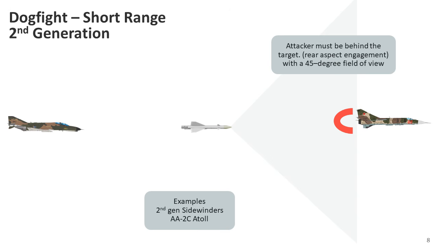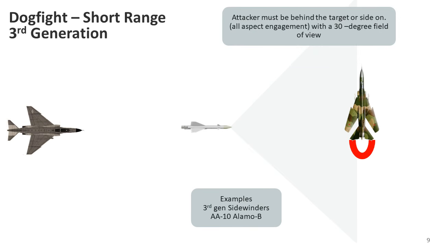Second-generation missiles utilize more effective seekers that improve the field of view to 45 degrees, making that evasion tactic I mentioned earlier more difficult. Third generation introduces an all-aspect missile because more sensitive seekers allow the attacker to fire at a target which was side-on to itself, or from all aspects, not just the rear. This means that while the field of view was still restricted to a fairly narrow cone, the attacker at least did not have to be behind the target.